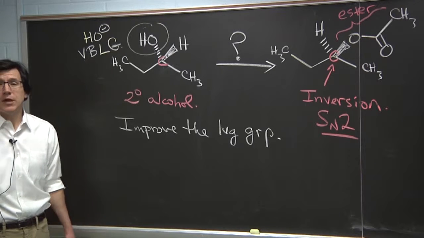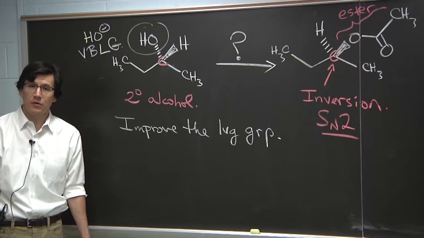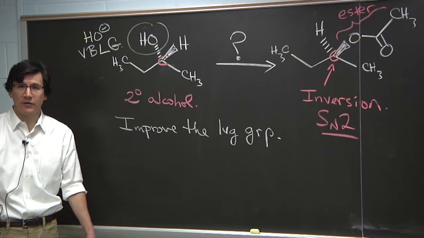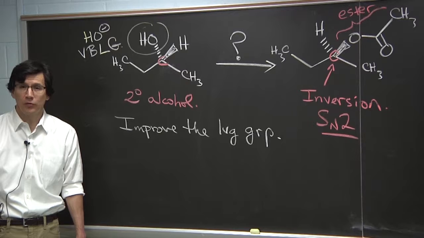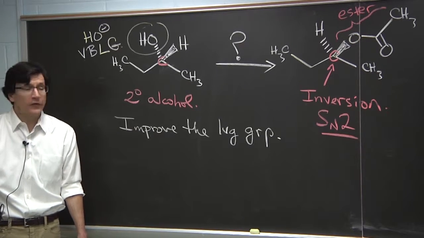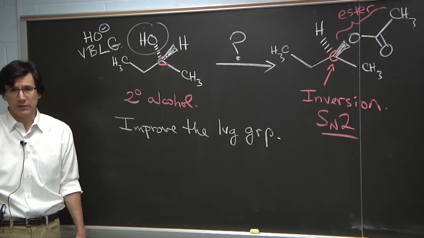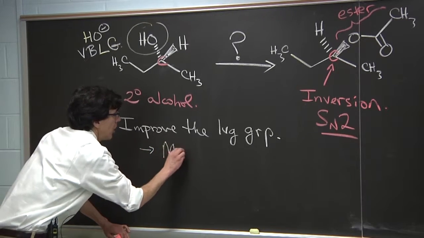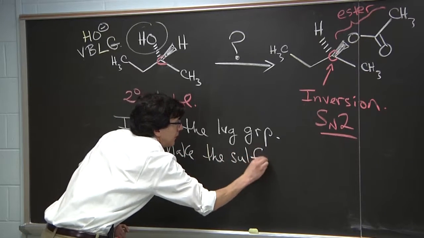So can you think of how we might do this? And again, remember, one way to improve the leaving group is to use a very strong acid like HBr or HI or something like that to protonate the OH group of the alcohol, and then you lose the leaving group as water. That's not generally synthetically useful. So what's the other alternative? What do we do to make the OH group into a good leaving group? Let's take the approach of making the sulfonate ester.